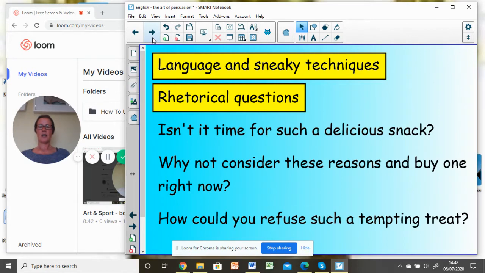Finally, here's another technique. Remember, we talked about rhetorical questions, those questions that just raise an idea. They're not meant to be answered. For ice creams, one of these might work.